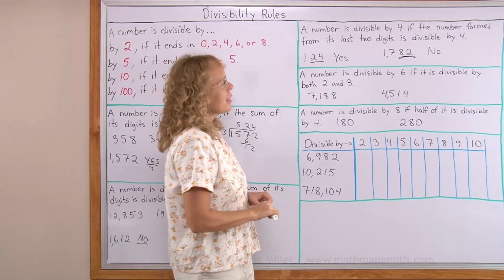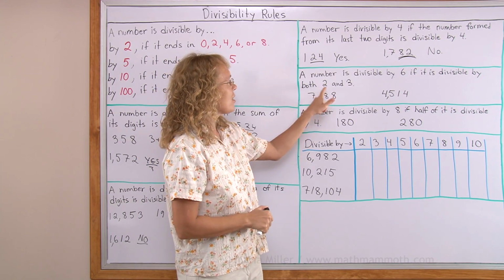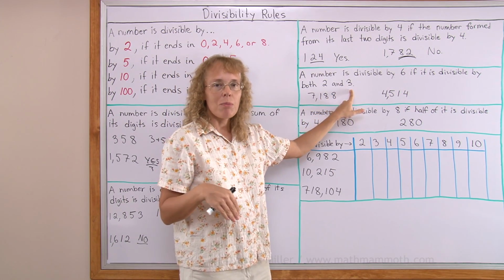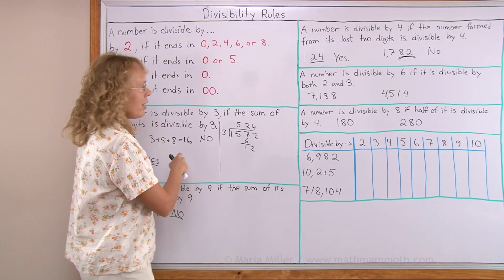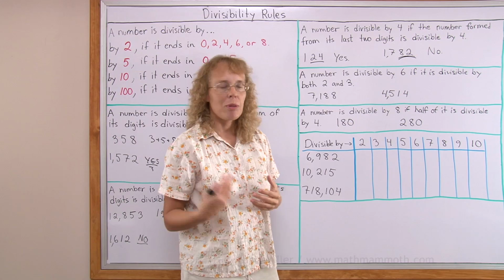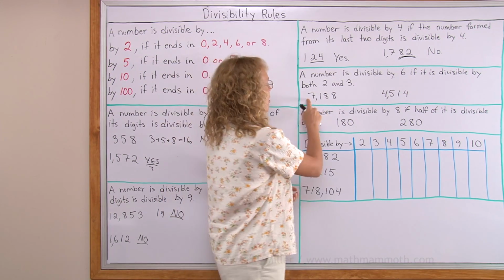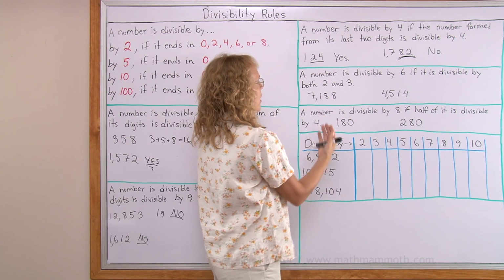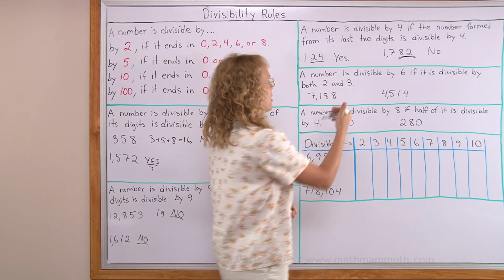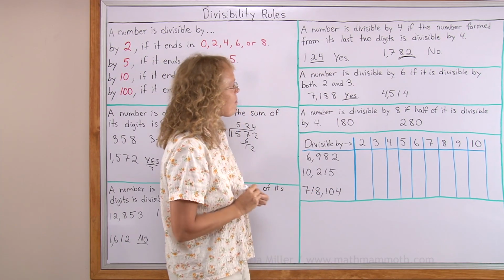A number is divisible by 6 if it is divisible by both 2 and 3. So we need to check if it is an even number. And then, if it's an even number, also check if it is divisible by 3 by using this rule here. Okay, this one is an even number. That one is too. They are both divisible by 2. Is this one divisible by 3? I now add the digits. 7 plus 1 is 8, and then there's 3 8s. Okay, 24. 24 is divisible by 3. So is this number too, and so therefore it was also divisible by 6.